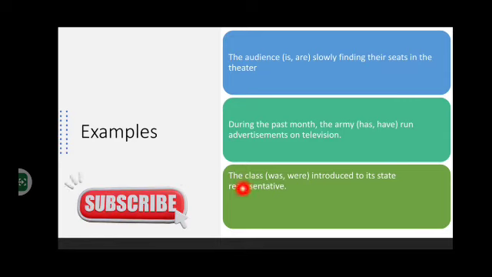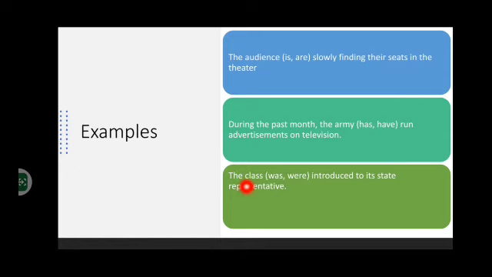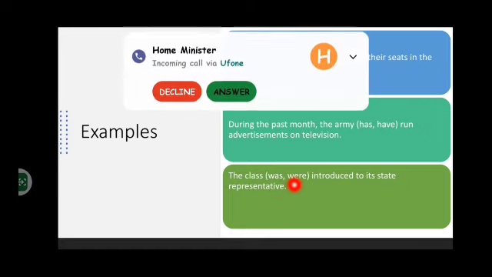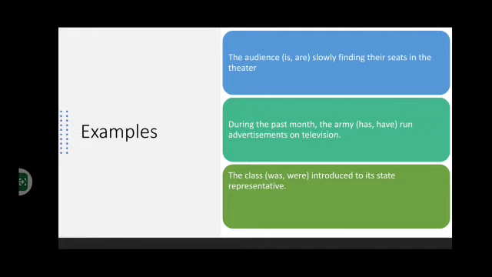If you're taking class as a whole, not each member, then you're going to use "was." And if you're taking every member of the class, then you are going to use "were." So in this context, the sentence tells us that we are taking class as a whole. So, "The class was introduced to its state representative." As a whole, we are going to use "was." And for every student of the class, we are going to use "were."